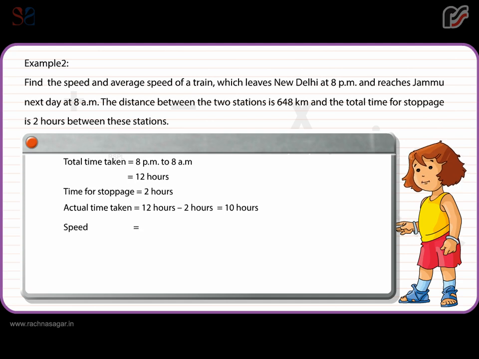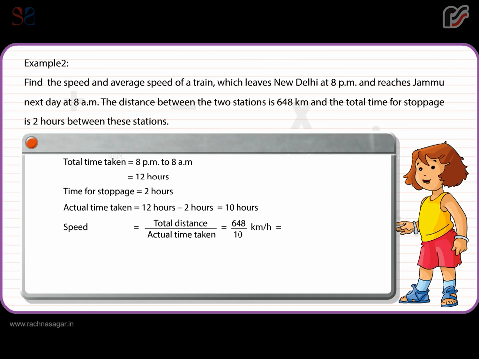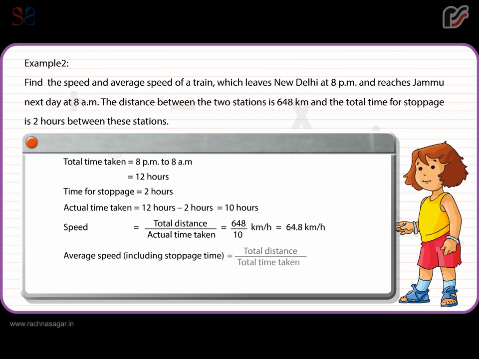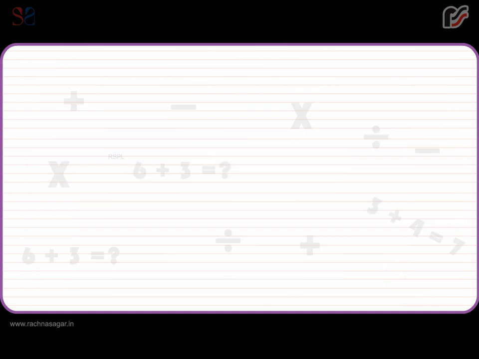Speed is equal to total distance divided by actual time taken is equal to 648 divided by 10 km per hour is equal to 64.8 km per hour. Average speed including stoppage time is equal to total distance divided by total time taken is equal to 648 divided by 12 is equal to 54 km per hour.